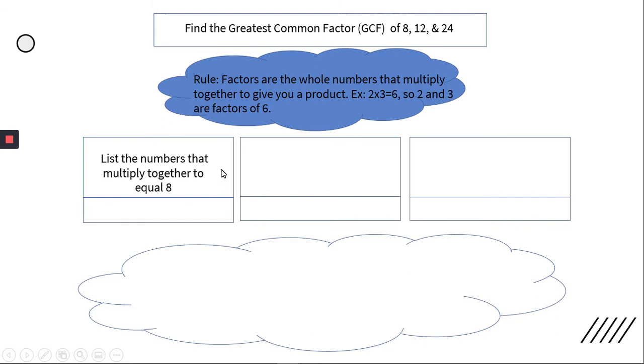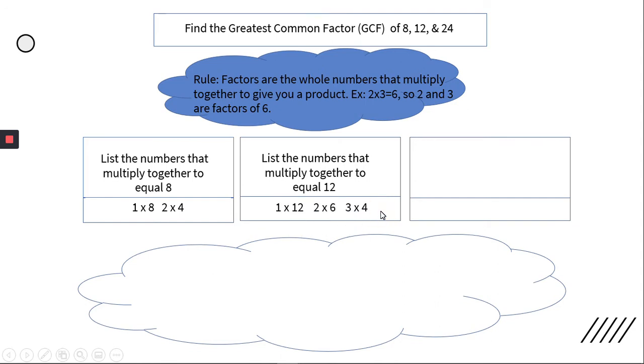When we think of the numbers that multiply together to equal 8, we get 1 times 8 and 2 times 4. And the same thing would happen for the number 12. We would get 1 times 12, 2 times 6, and 3 times 4. And then for 24, we would find that we have 1 times 24, 2 times 12, 3 times 8, and 4 times 6.